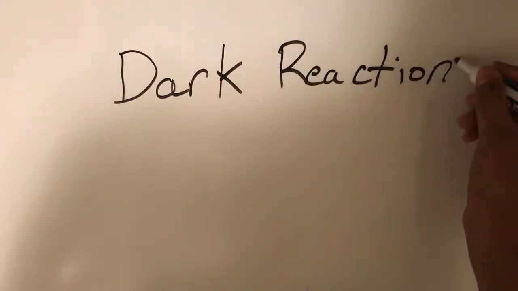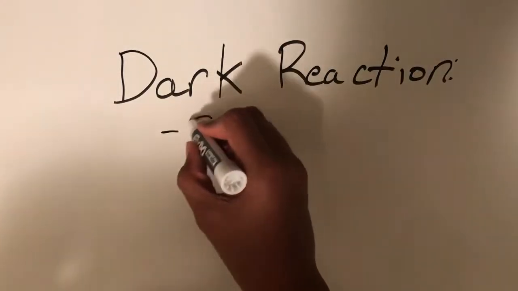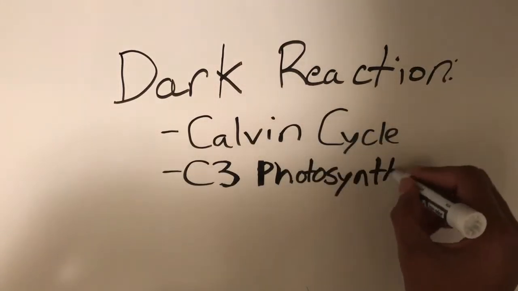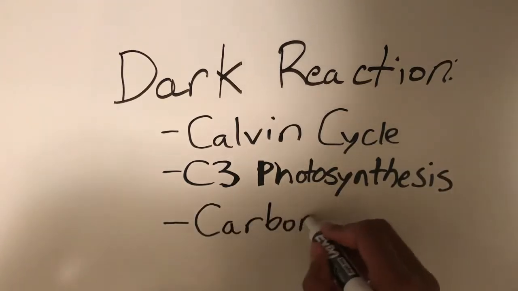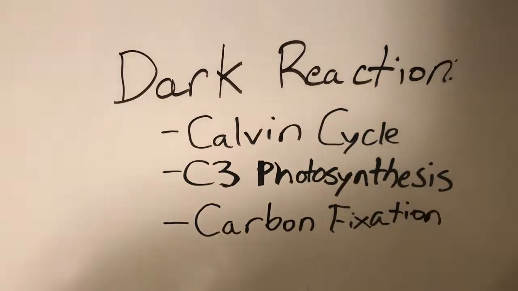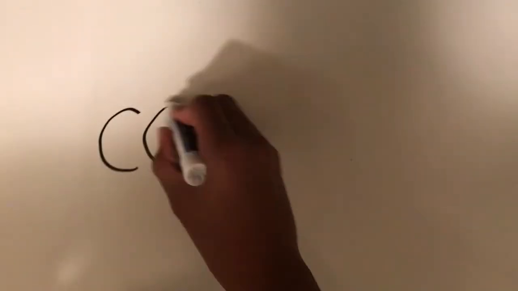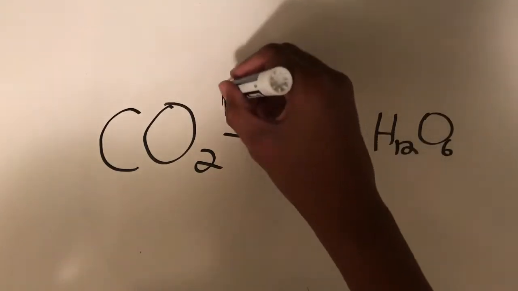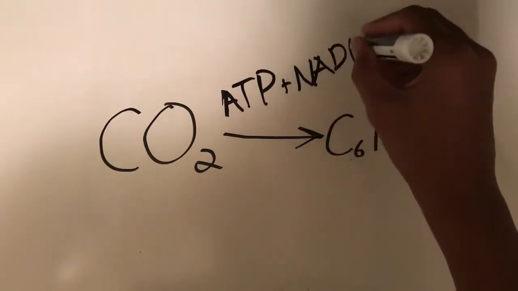These dark reactions have three names: the Calvin cycle, C3 photosynthesis, and carbon fixation. All of these three names mean the same thing. CO2 is changed to glucose. The energy source that dark reactions use are ATP and NADPH.